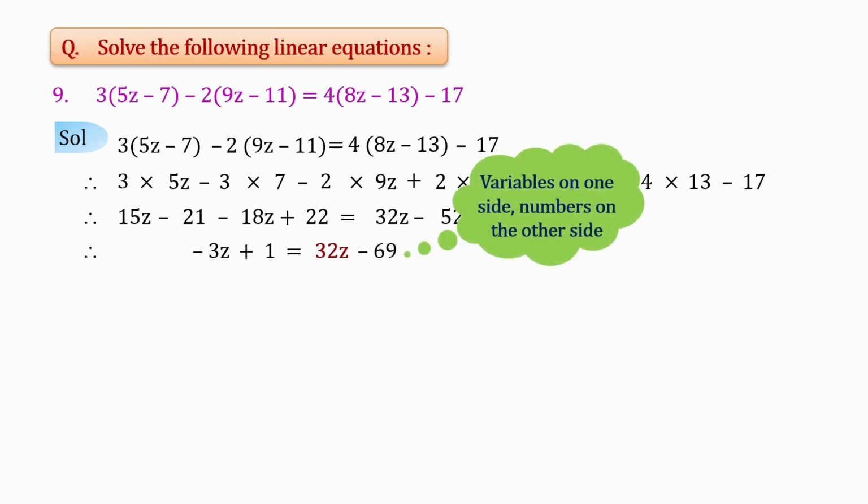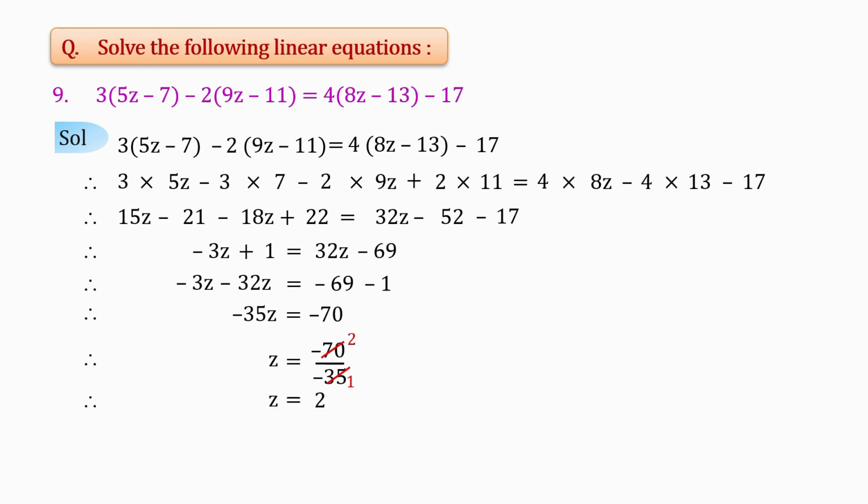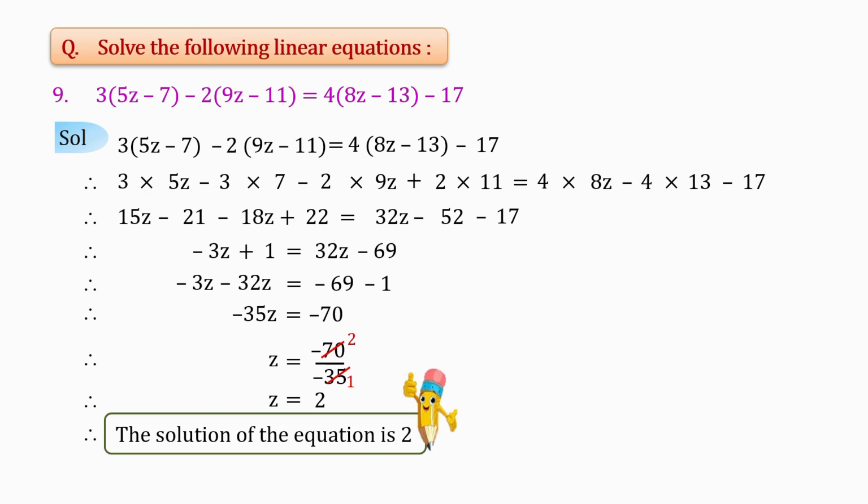Now we are going to shift the variables in one place and the numbers on the other place. So this becomes minus 35z = minus 70. Now we are going to shift minus 35, which gives z = 2. So that is the solution of the equation. So 2 is the solution of the equation.